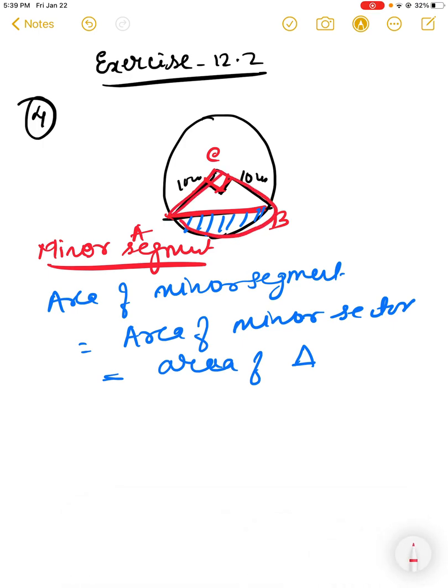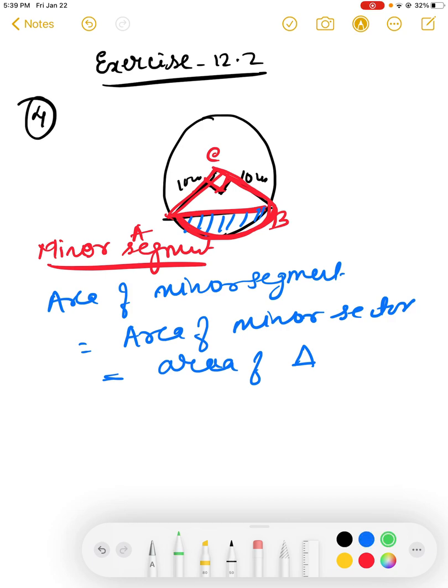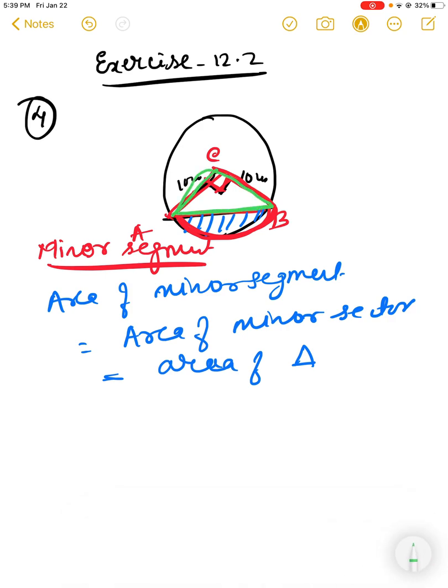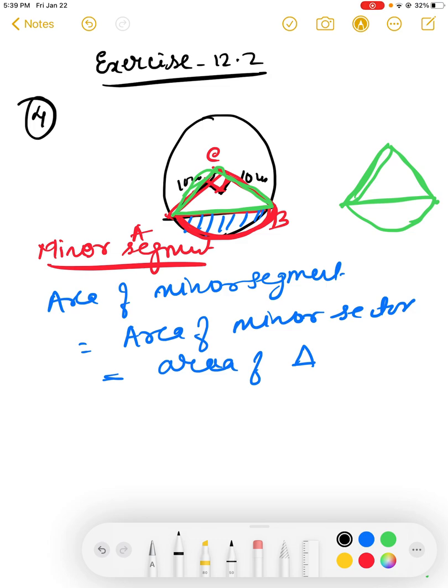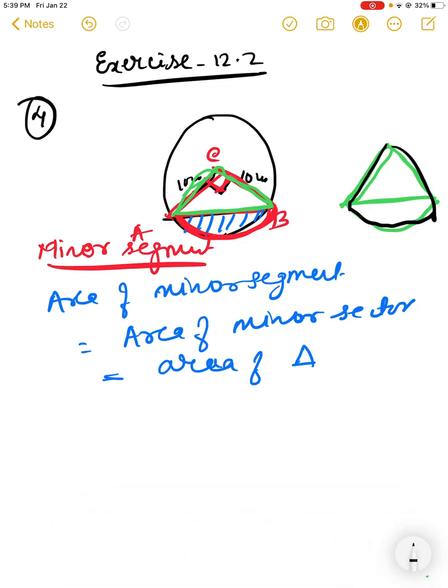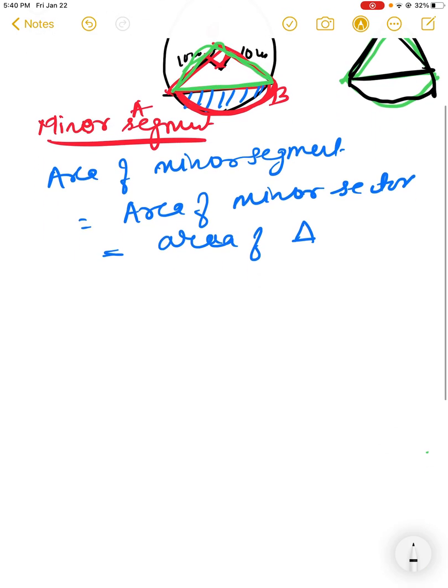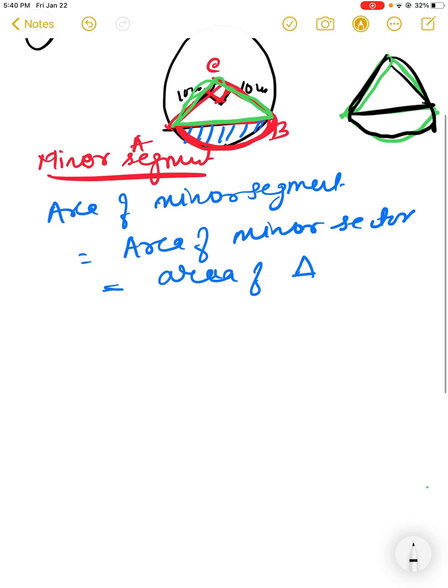This is the minor sector. This total, which I am highlighting with the red pen, is the minor sector. And the area of the triangle, I am highlighting with the green pen. This triangle. Now this is your sector and this is the triangle. So, if from the sector's area we subtract the triangle's area, we will get the area of the minor segment. Now, for the minor sector, the area of the minor sector we have to find out.